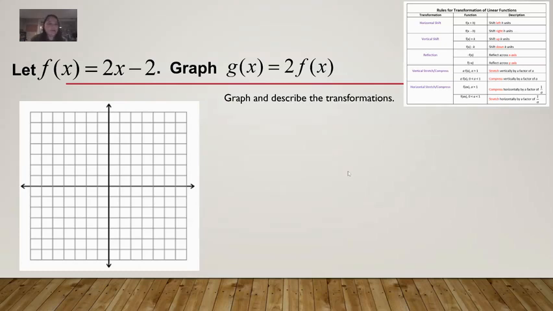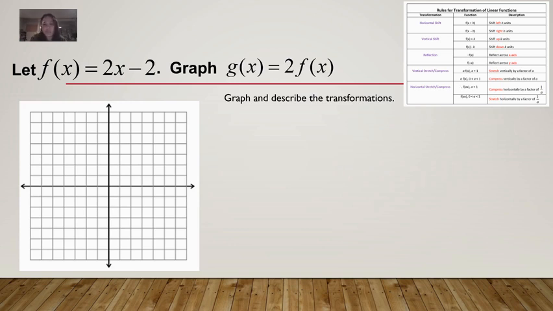Different example here. It says let f of x equals 2x minus 2, and we are going to graph g of x, which is 2 times f of x. So that means we're going to multiply the whole equation by 2. That means I'm going to multiply this 2x by 2 to get 4x, and I'm multiplying 2 by this negative 2. It's going to give me negative 4. So just that idea. All right, so let's take a look at what the transformation is.